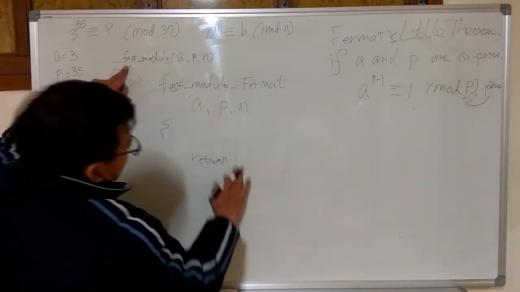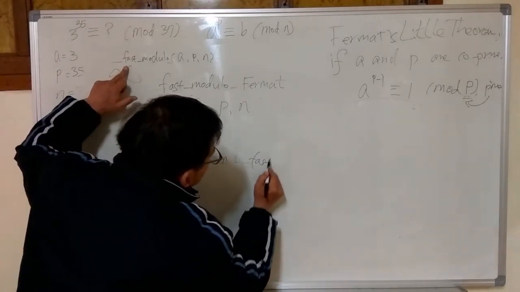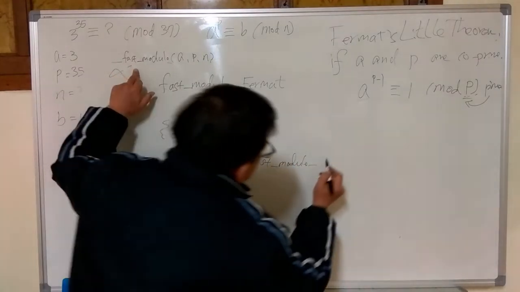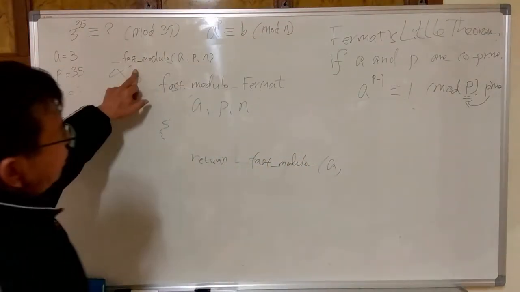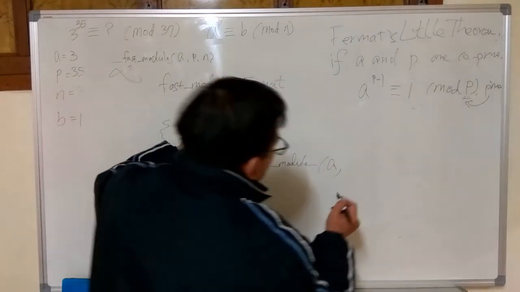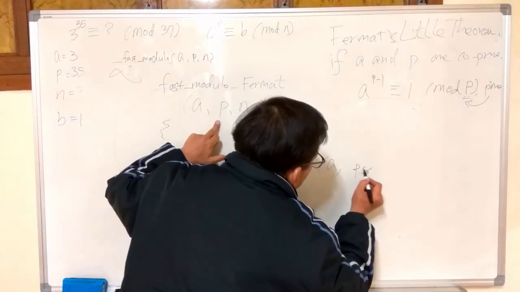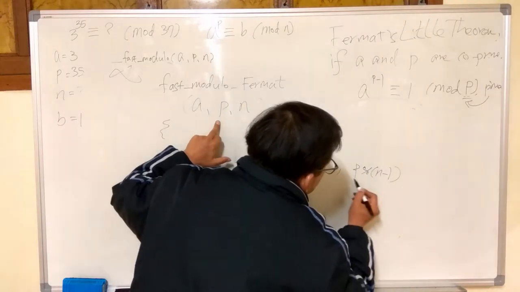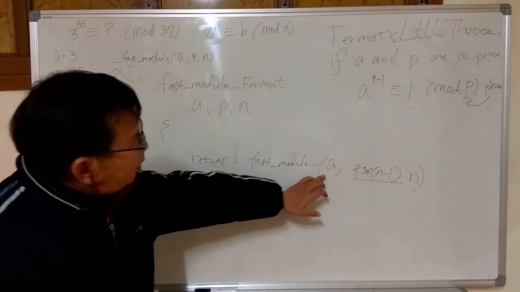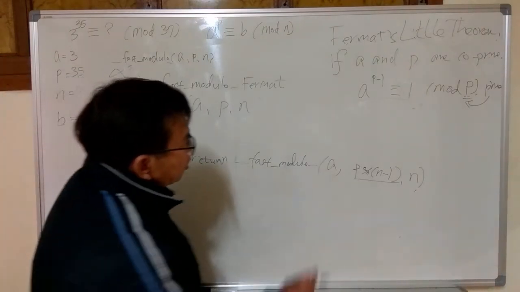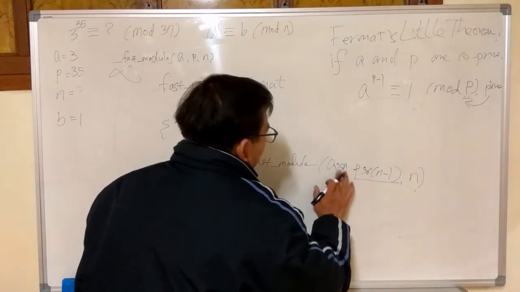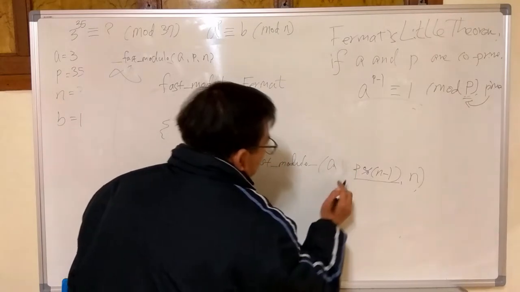We are calling this function Fast Modulo. N is the same. Then P becomes P modulo n minus 1, n. Or we can make it modulo 2, like this. I will talk about it later. Or we can just do it like this.